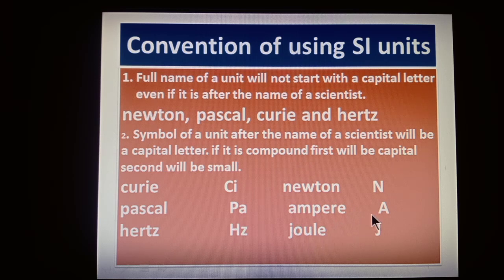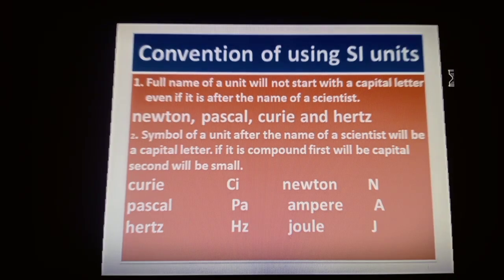Ampere, unit of current, after the name of a scientist, its symbol will be a capital A. Hertz, unit of frequency, compound symbol, first H is capital, z is small. Joule, after the name of a scientist, symbol will be capital J. So it is the second point: the symbols of the units after the name of a scientist will be capital letters, and in case of a compound symbol, the first letter will be capital, second will be small. That is the second point.